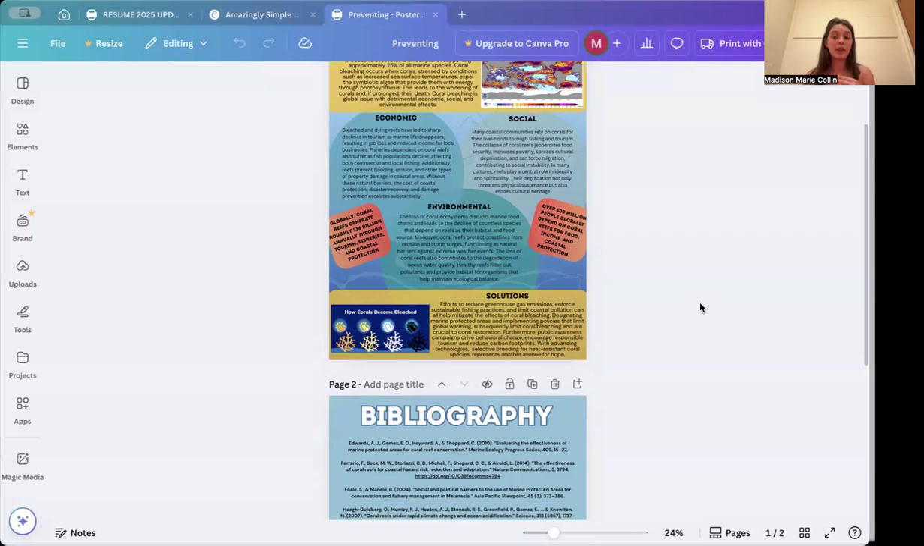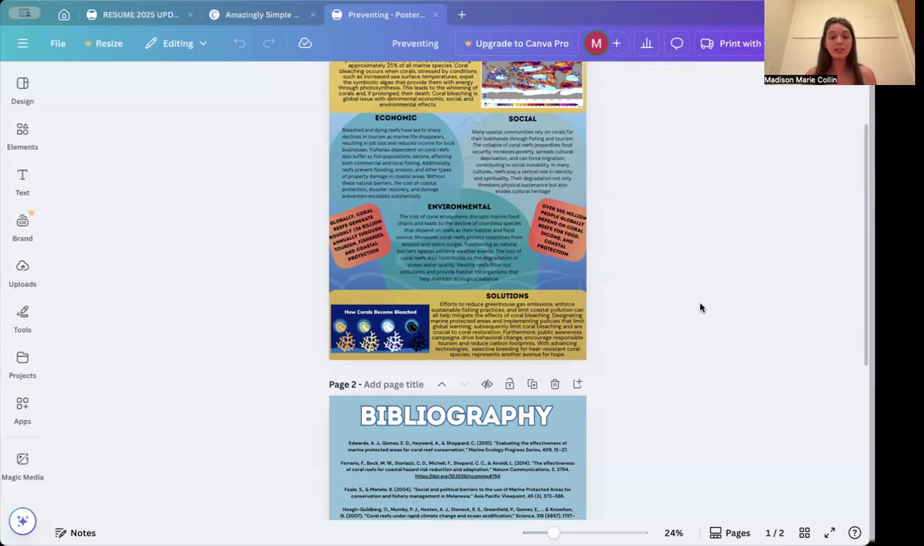Obviously, global warming and climate change have only aided and sped up the effects of coral bleaching, so efforts to reduce greenhouse gas emissions, enforce sustainable fishing practices, and limit coastal pollution can all help mitigate the effects of coral bleaching. A lot of countries have started designating marine protected areas, which are also incredibly helpful in acting as almost like reserves for these environments.